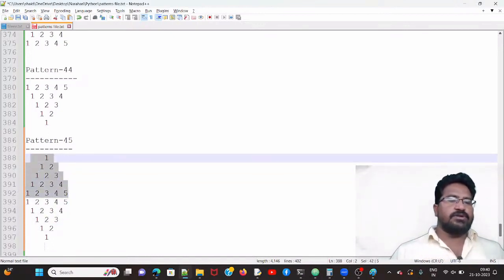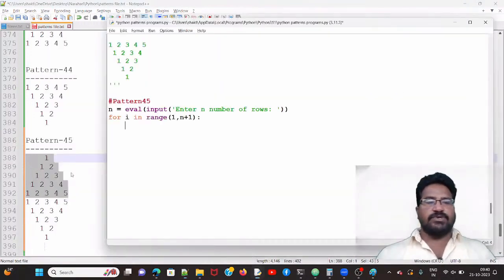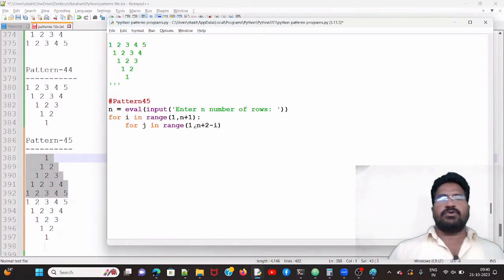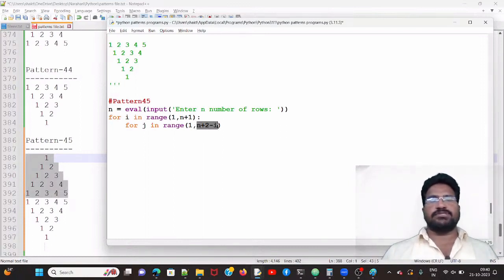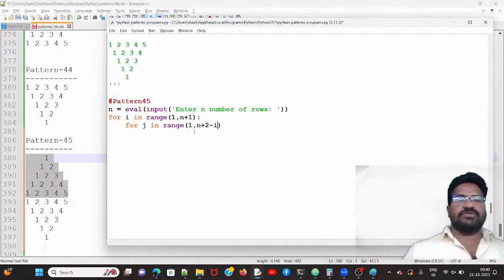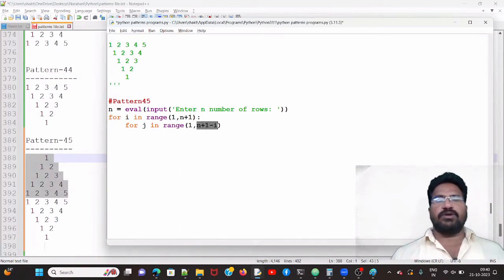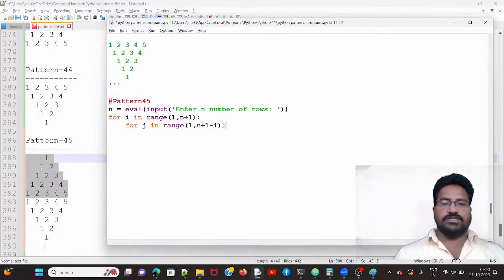Up to this part, how many spaces? First four spaces, three spaces, two spaces, one space. That's what I write here. For j in range, first four times, it writes n plus 2 minus i. But 5 plus 2 is 7, 7 minus 1 is 6, so 6 to before 5 gives 5 times. I want only 4 times first, so take the plus 1: 5 plus 1 is 6, 6 minus 1 is 5, 5 to before 4 gives 4 times. So 4 times, next 3 times, 2 times, 1 time, and then no time.